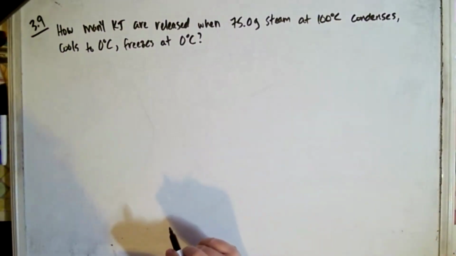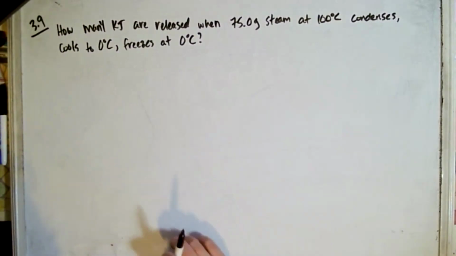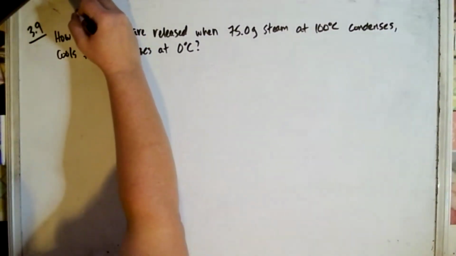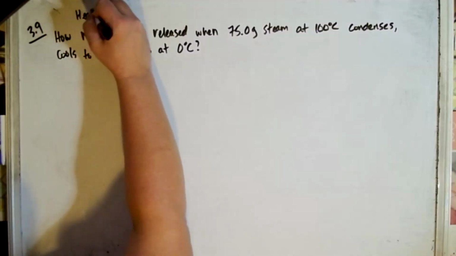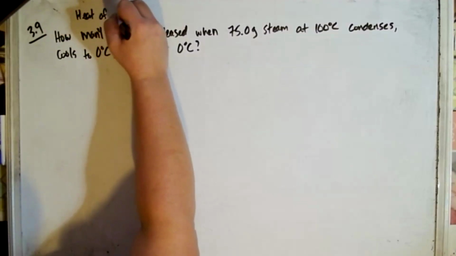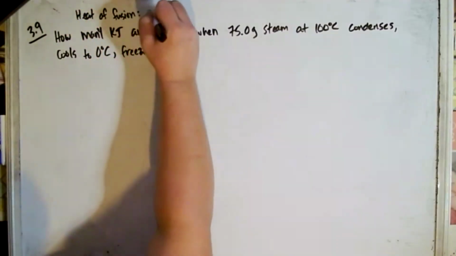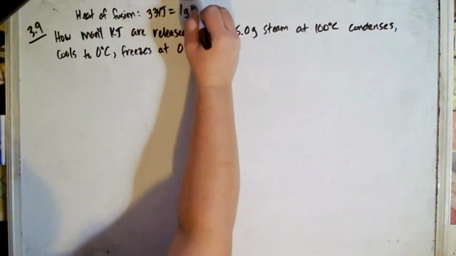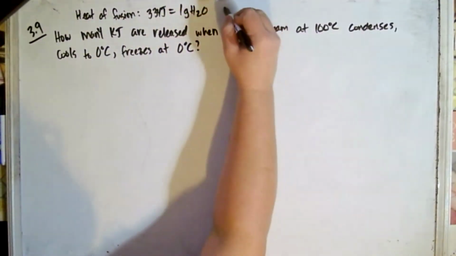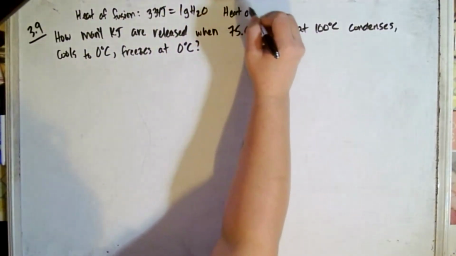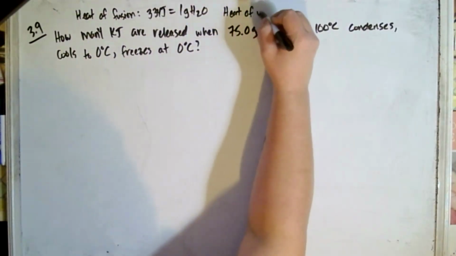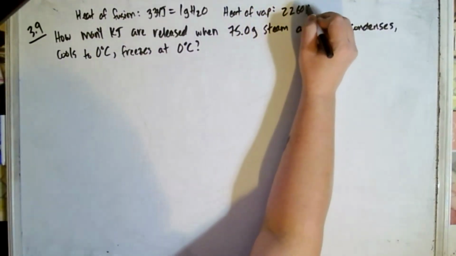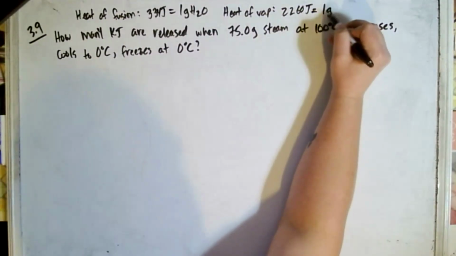All right. So we're going to need our heats of fusion and vaporization for this one. I'm going to write them up here so we can just have them written down. So heat of fusion is going to be 334 joules for every 1 gram of H2O. And then heat of vaporization is going to be 2260 joules for every 1 gram of H2O.